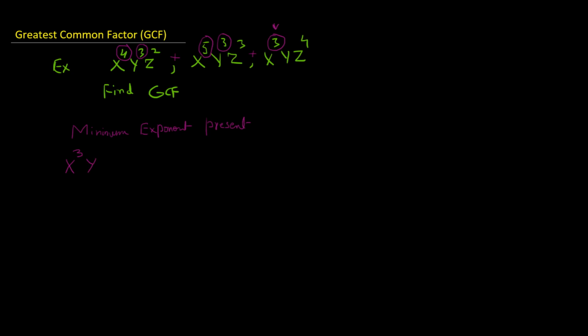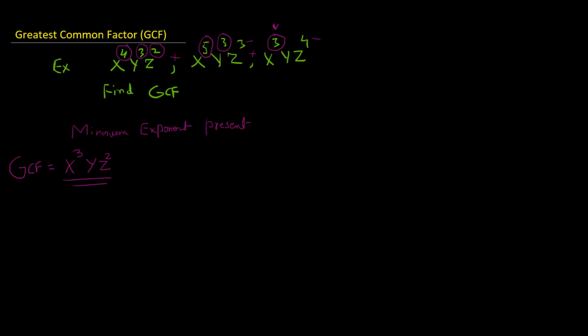Similarly, if you look at z, you will find that z has a minimum exponent of 2. So we can take z² common, because it has 3 here and 4 here. So this will be the greatest common factor. The greatest common factor of these three terms will be x³yz².